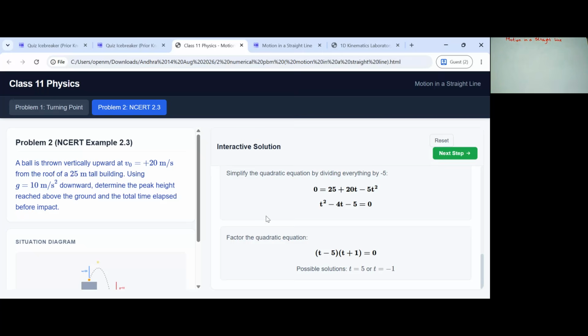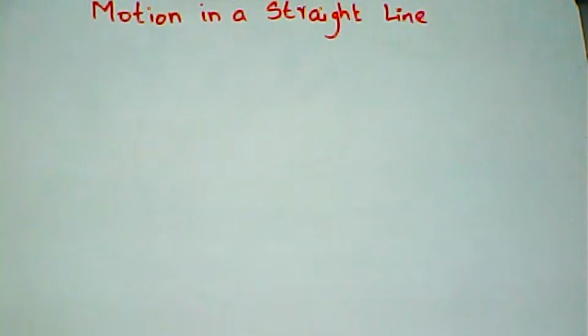Okay, students, that's all for today. You can ask any questions related to motion in a straight line. You saw the velocity time graph, position time graph, negative acceleration, and two example problems, turning point and NCERT example 2.3. Clear?